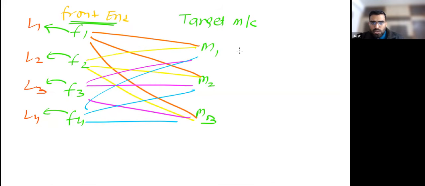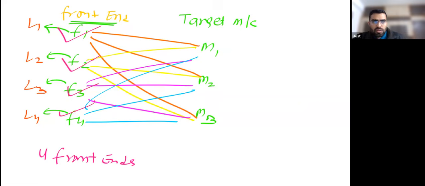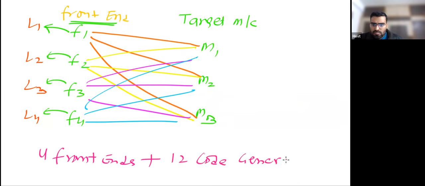Also, I can say there are 4 front ends. So these we will have to write: 4 front end codes. We have to write this code, this code, this code, this code. So these we have to do, and also we need 12 code generators. Final machine code generators, I can say. So 12 machine code generators we need, 4 into 3.